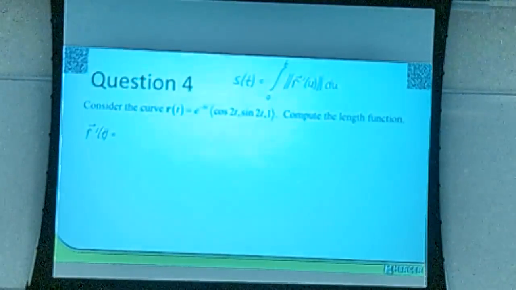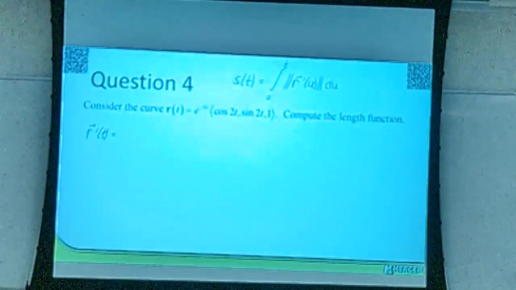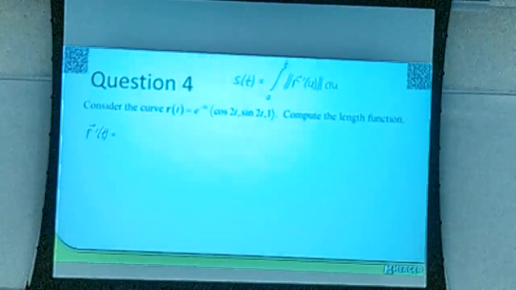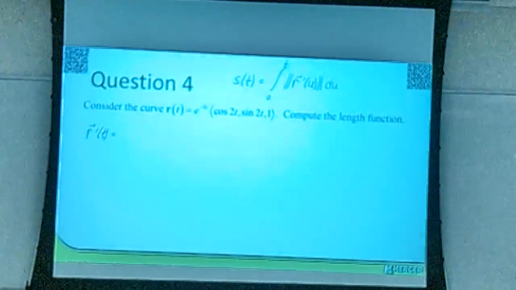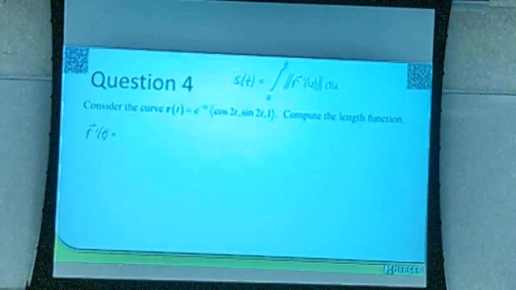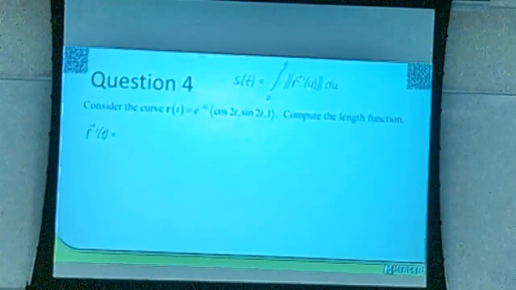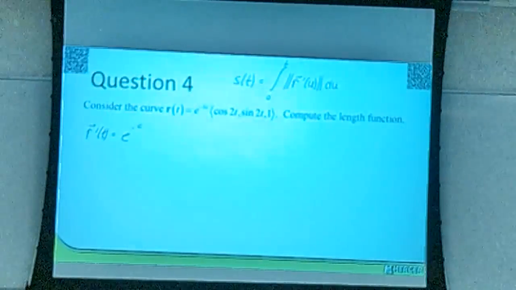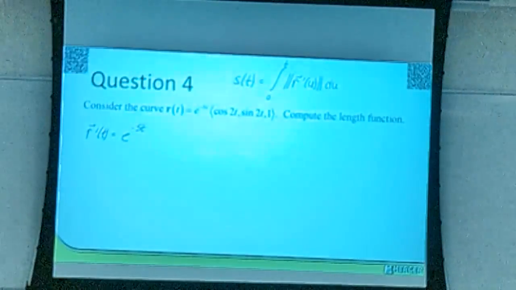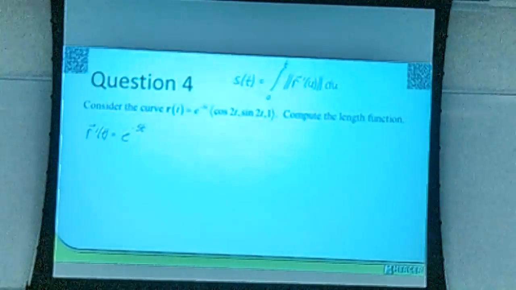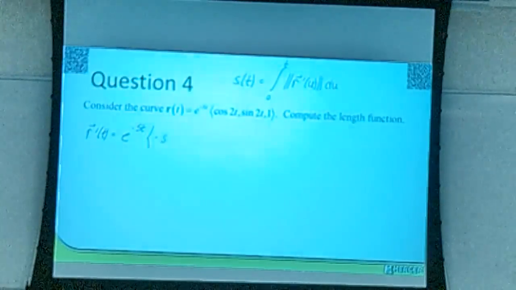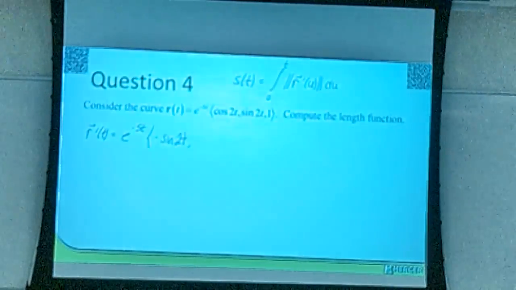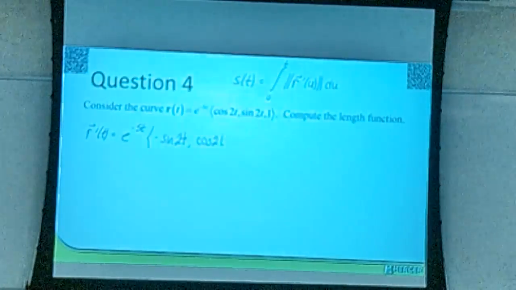What's r prime of t? e to the negative 5t. Negative sine 2t. Cosine 2t. And so.